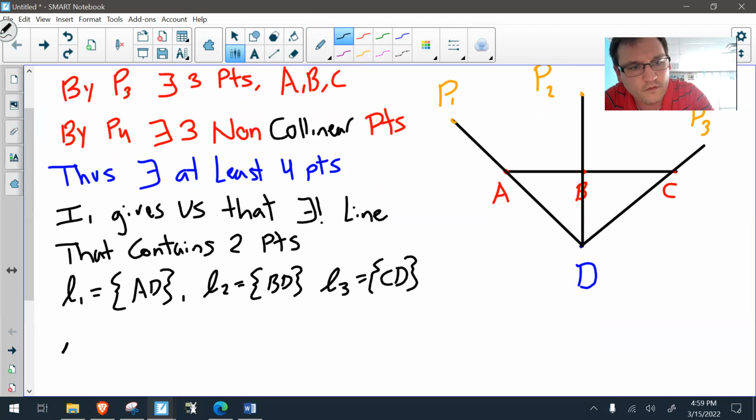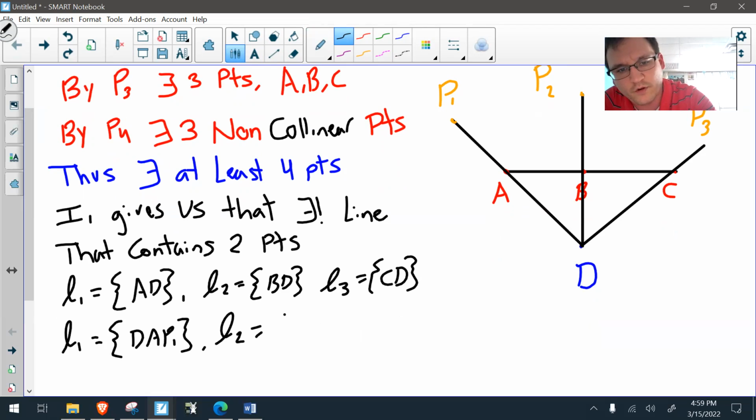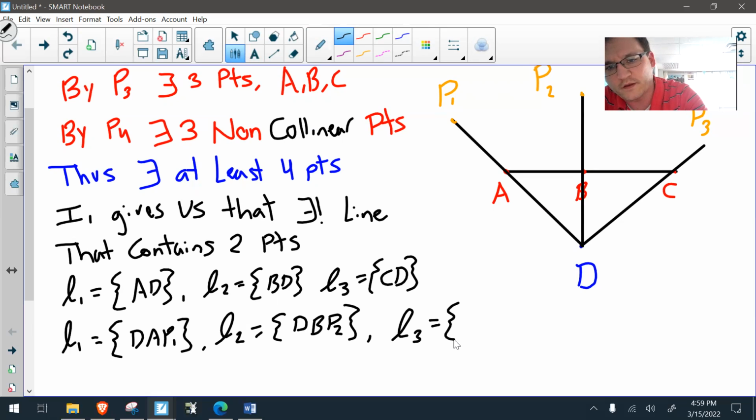We're going to call this L1 equals DAP1, L2, we're going to call this one DBP2. And the last one, L3, we're going to say that's the set containing DCP3.